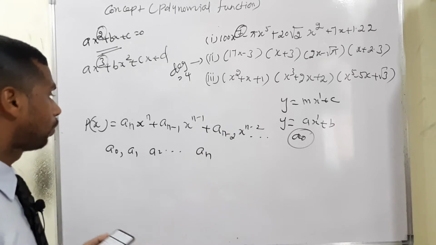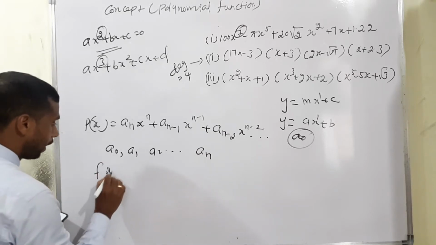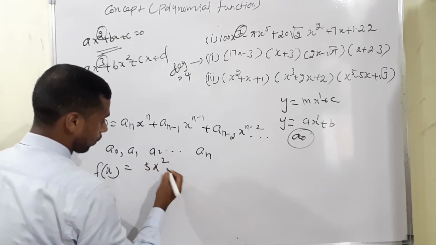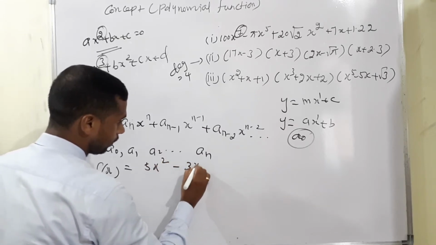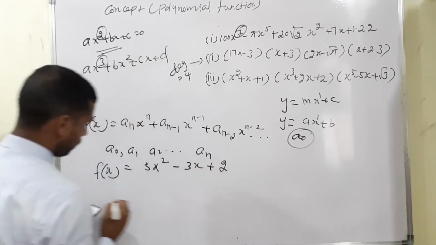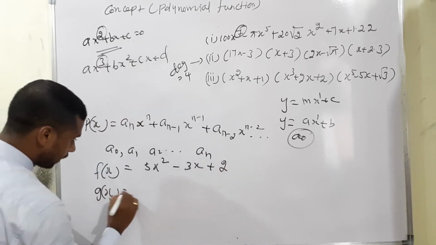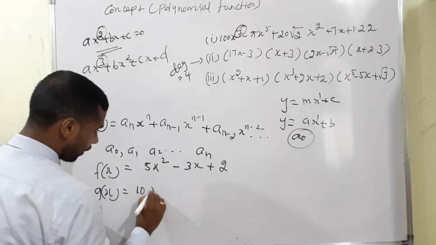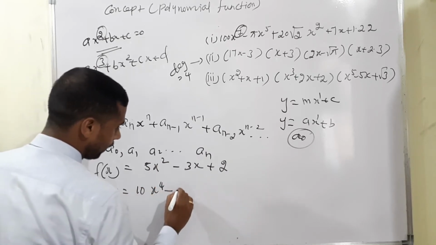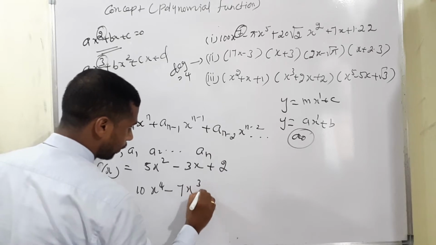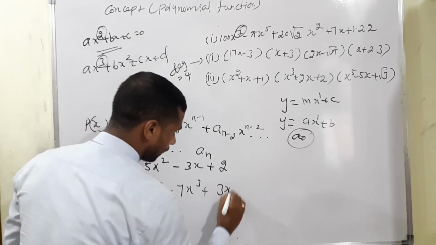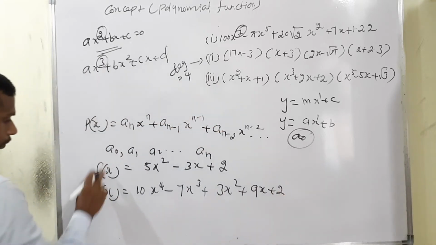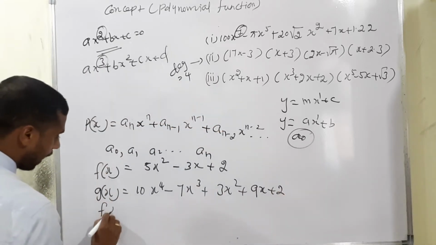Then another important condition. Sometimes f of x is equal to 5x square minus 3x plus 2. Then g of x is equal to 10x to the power 4 minus 7x cube plus 3x square plus 9x plus 2. So we have two different types of functions. If we add, what will happen?